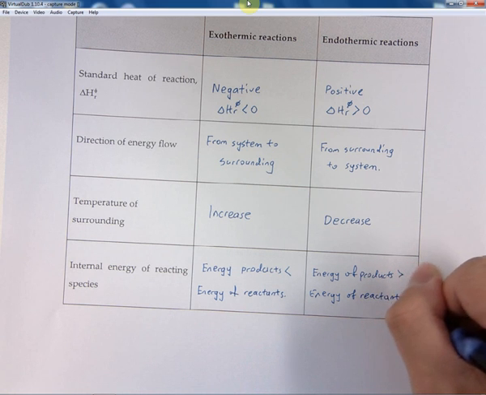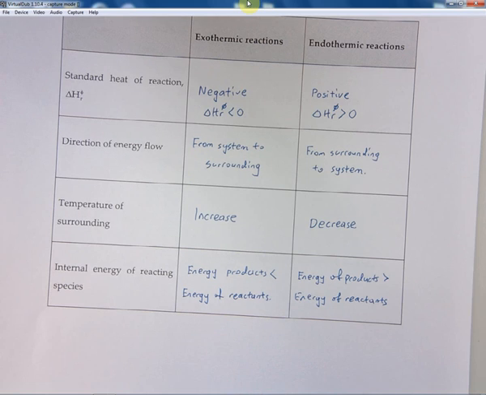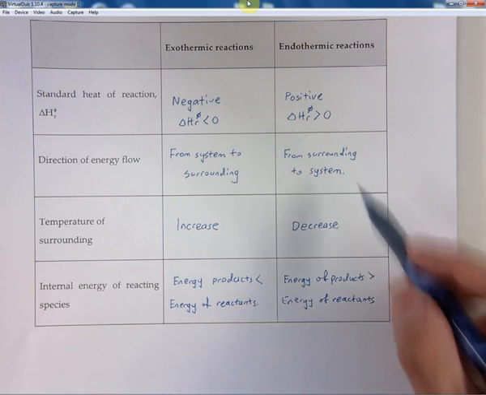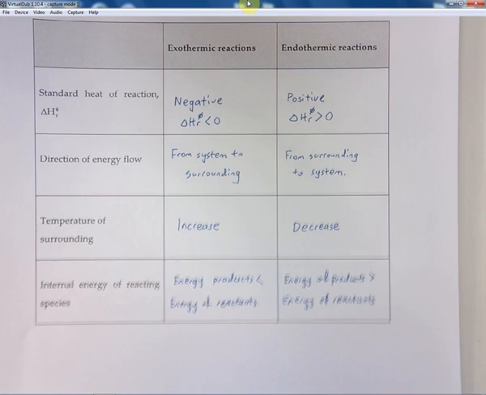Remember that energy cannot be created nor destroyed. So if there's a net increase in the energy of the product, energy must come from somewhere. So where does it come from? It comes from the surrounding to the system. So this is a good overview of endothermic and exothermic reactions.